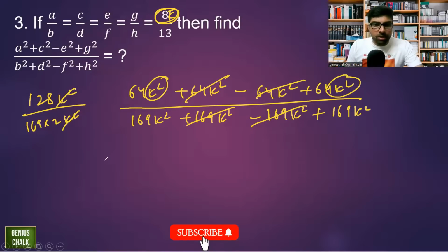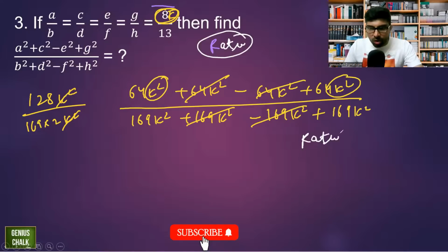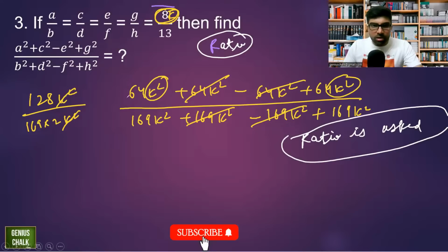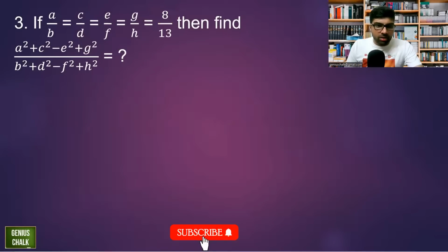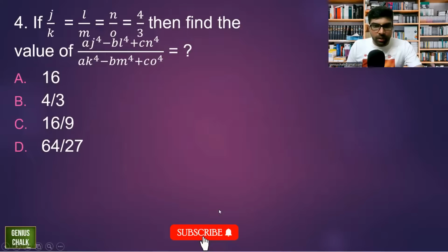So that's why, because k is cancelled, because see, it is giving you a ratio. This is an important point, that the ratio is given, right? Ratio is given, and eventually a ratio is also asked. So there is no need to take this variable k here. That's why we are not taking this k, because we know in the end k square will cancel with k square, right? So this is my answer of this question, 64 by 169. Similarly, we can try this as well.